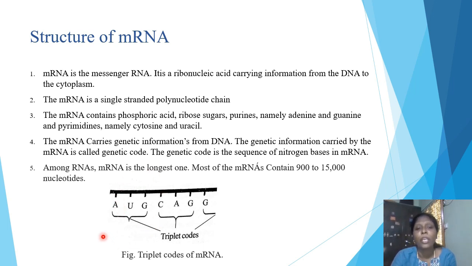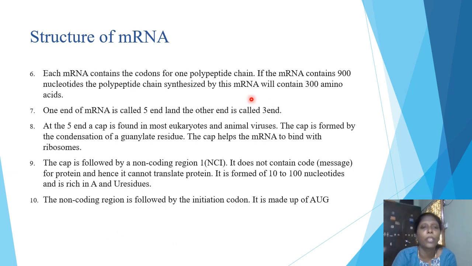As we already said, each triplet codon is responsible for producing the amino acids. Based on this triplet codon only, the amino acids will be produced in our body. Structure of mRNA. Each mRNA contains the codons for a polypeptide chain. If the mRNA contains 900 nucleotides, the polypeptide chain synthesized by this mRNA will contain 300 amino acids, because we already discussed that three nucleotides together will form one amino acid. Therefore, if there are 900 nucleotides, they will together form 300 amino acids.